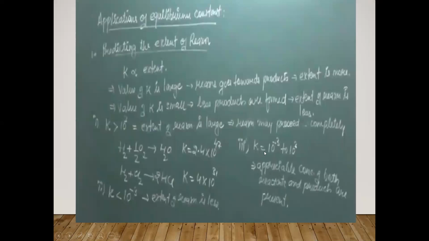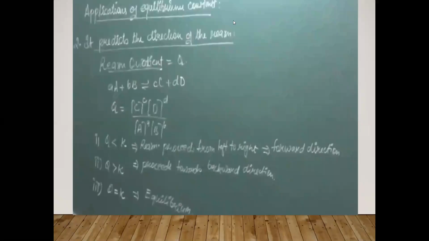Then 10 to the power minus 3 to 10 to the power 3. If the value of K is between 10 to the power minus 3 and 10 to the power 3, then it means appreciable concentrations of both reactants and products are present. Means जब equilibrium आया होगा तब approximately half of the reactants, half of the products में convert हो चुके थे. ठीक है, बिल्कुल बीच की position रहेगी. So the value of K, or the equilibrium constant, can predict the extent of reaction, कि कितना reaction हो चुका है और कितना reaction बाकी है. Next, it predicts the direction of the reaction.